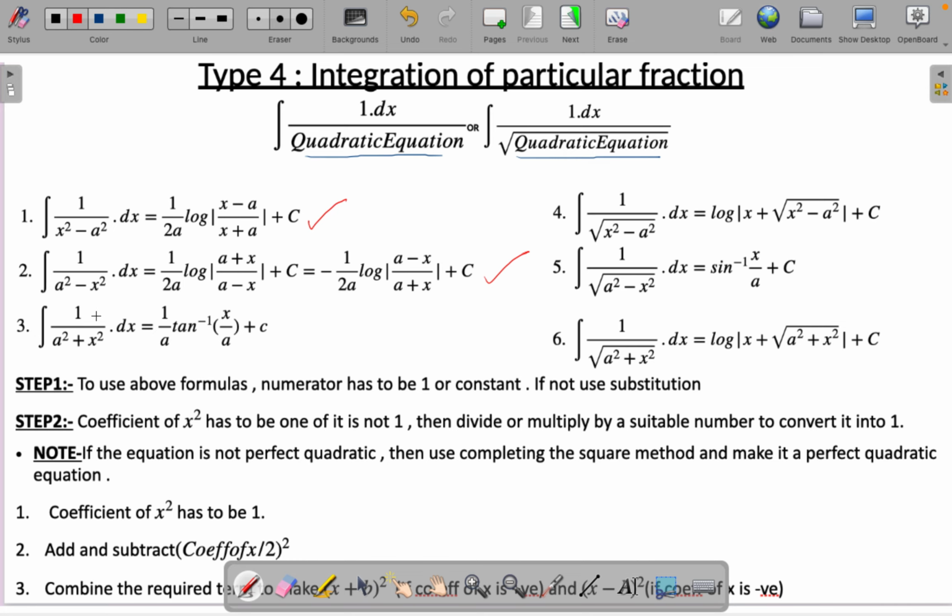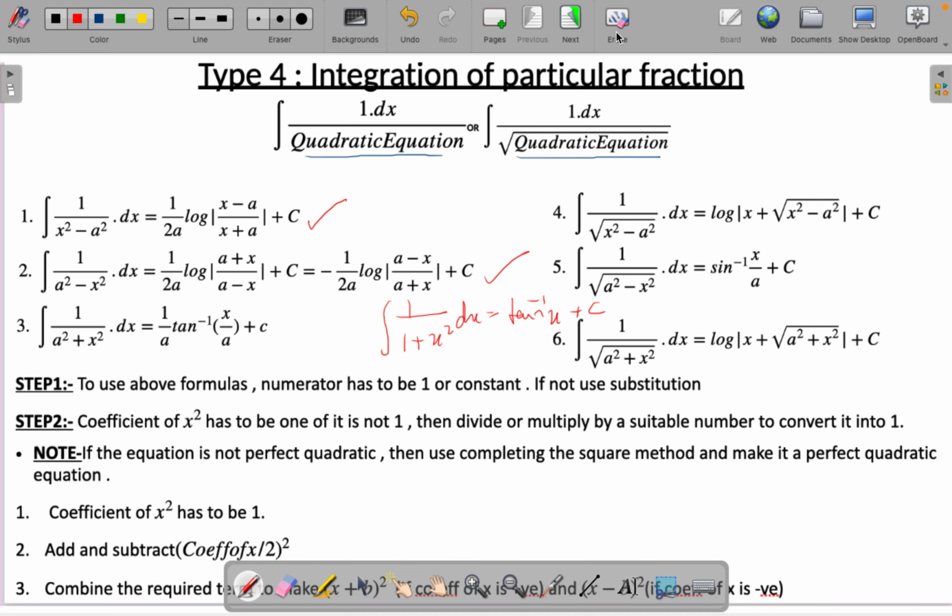Now, the third formula: integration of 1 upon a square plus x square dx. The formula is 1 upon a tan inverse of x by a, plus c. You can also remember this if you remember from the first video that integration of 1 upon 1 plus x square dx was tan inverse x. So this formula resonates with the same. Whenever an a square plus x square term is there, you should remember that tan inverse will come.